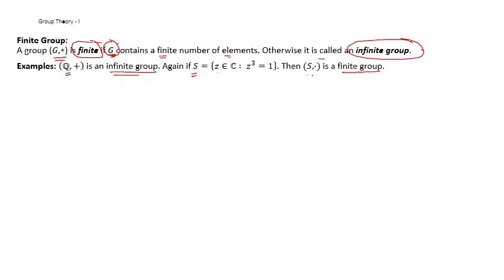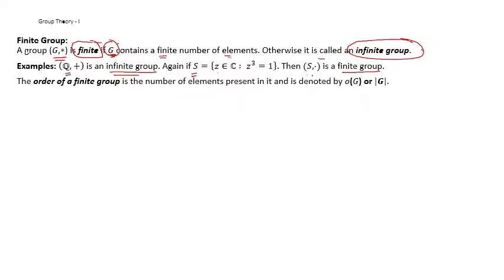Now if we consider a finite group, then we come to another term which is the order of a finite group. Very important, this will be useful later in many places, remember it well: the order of a finite group is the number of elements present in it. Simple, that is, the number of elements in that group is the order of that group. It is sometimes denoted by order of G or sometimes denoted like this. Both are valid notations. This is how we denote the order of a group.